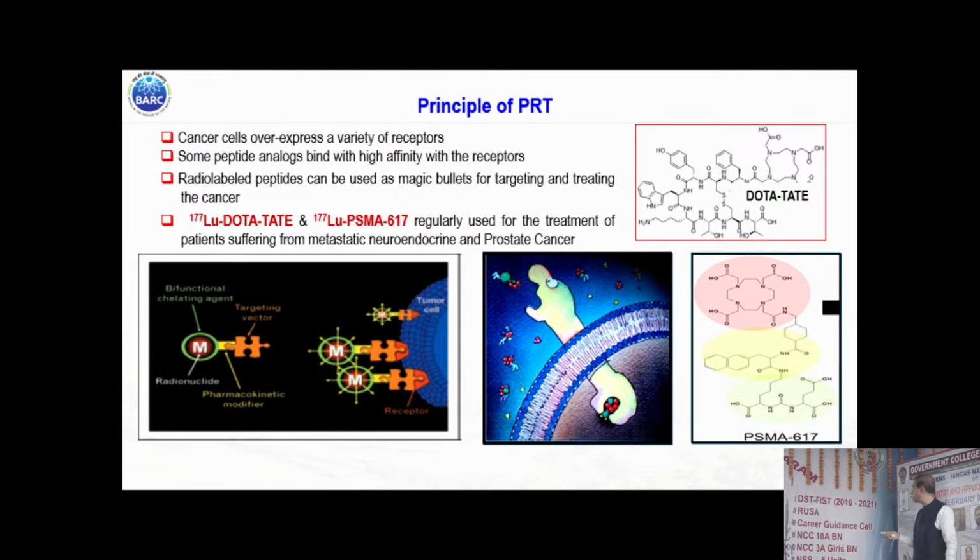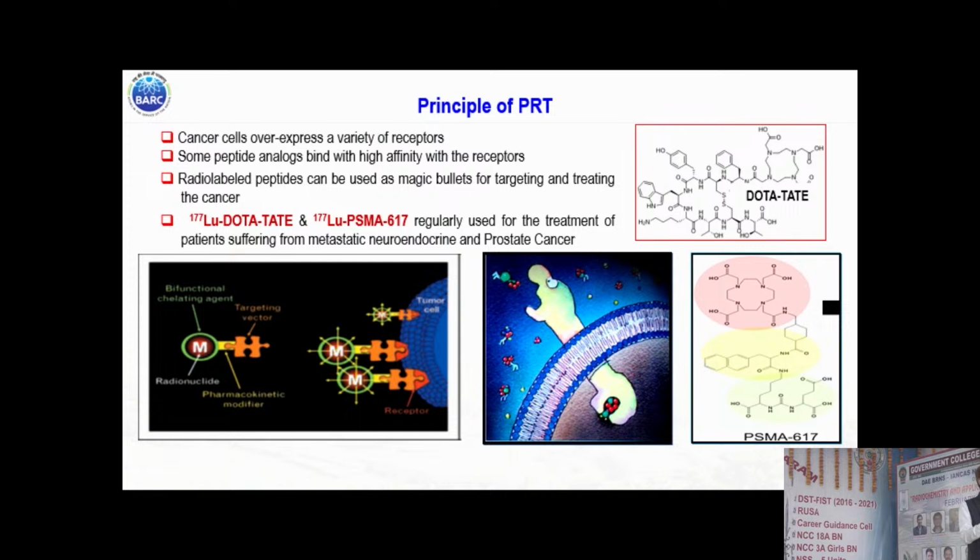One is known as dotatate. It is an octapeptide, that is a combination of 8 amino acids, which is coupled with a bifunctional chelator called DOTA. Why is the bifunctional chelator required? Because I have to attach the radionuclide with it, and we have to attach it very stably, because we should not just somehow attach it and put it in the body.